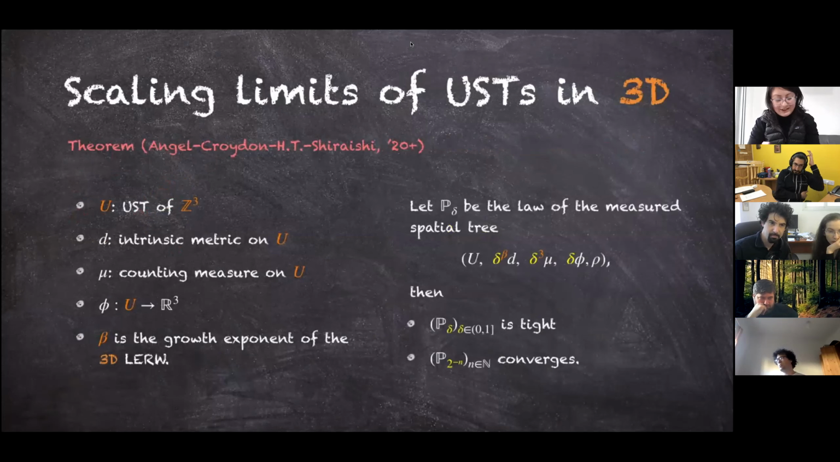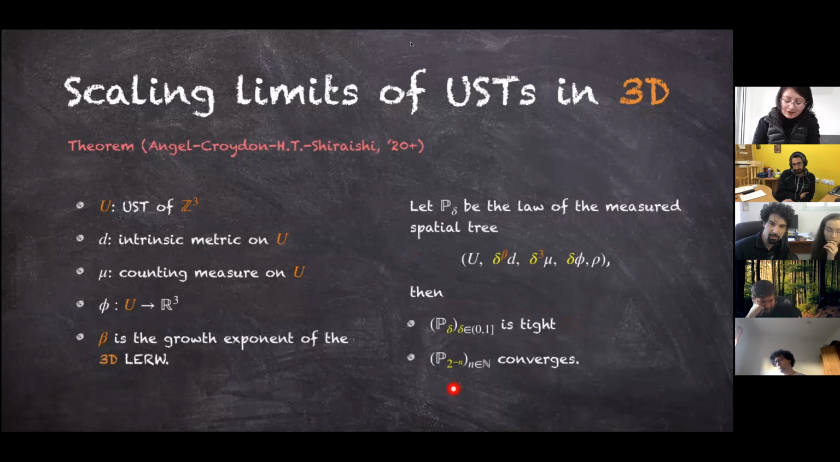So here I denote by U the uniform spanning tree in Z^3. So this is the graph I'm working on, with its intrinsic metric, counting measure, and embedding. And here, beta, we know that the growth exponent exists, and I will talk a little bit more in a minute, although we don't have an exact value, but it's some number beta. So now that I take the corresponding scalings of the uniform spanning tree, and I see the law of these measured spatial trees, we know that this law is tight.